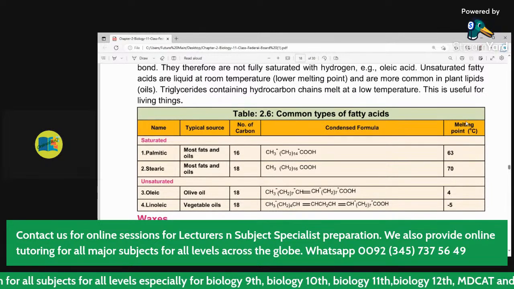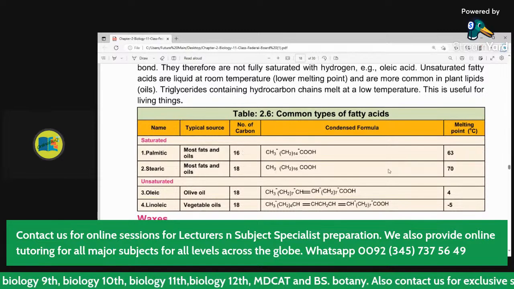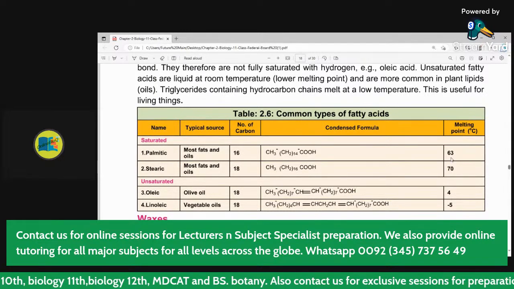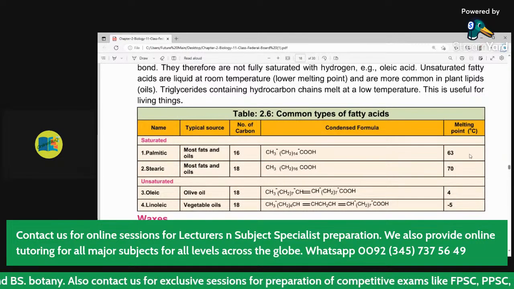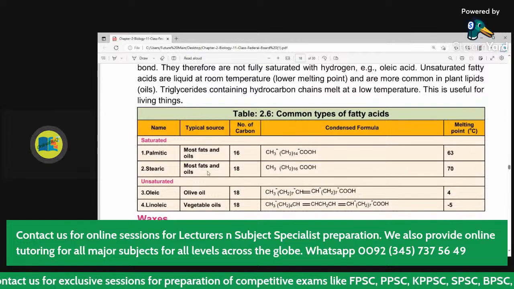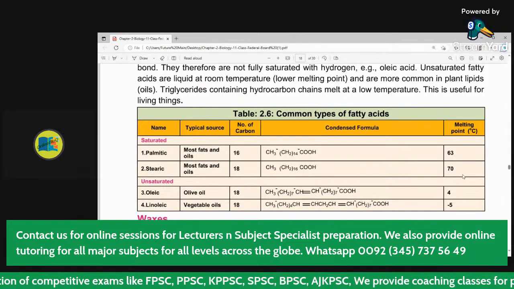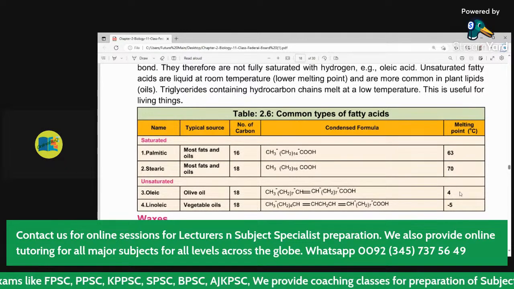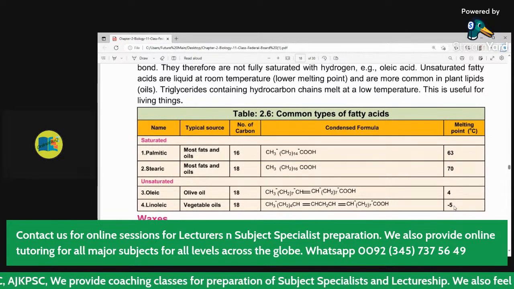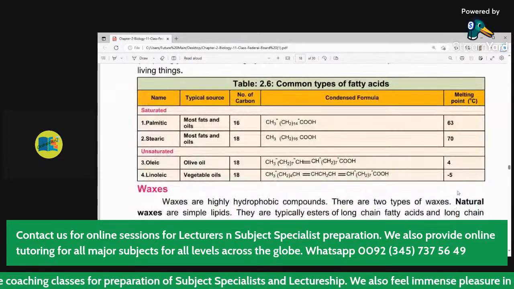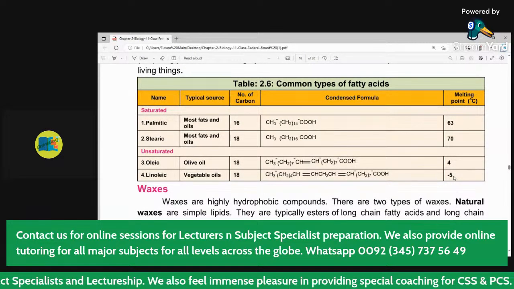And here we can see their melting points. If there are more carbon atoms, their melting points are high. For example, the 16 carbon fatty acid has a melting point of 63, while stearic acid, which contains 18 carbon atoms, has a melting point of 70. Here we see that unsaturated fatty acids relatively have low melting points, due to their unsaturated nature.